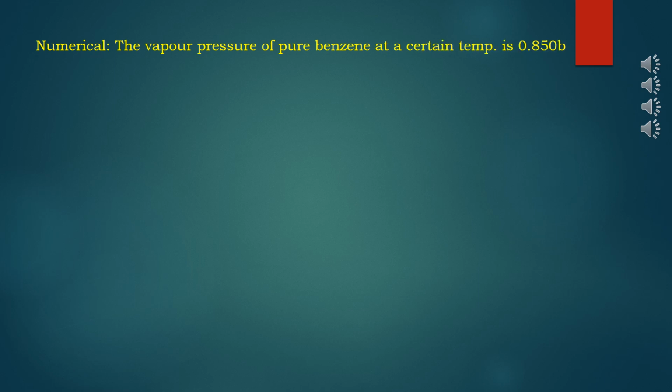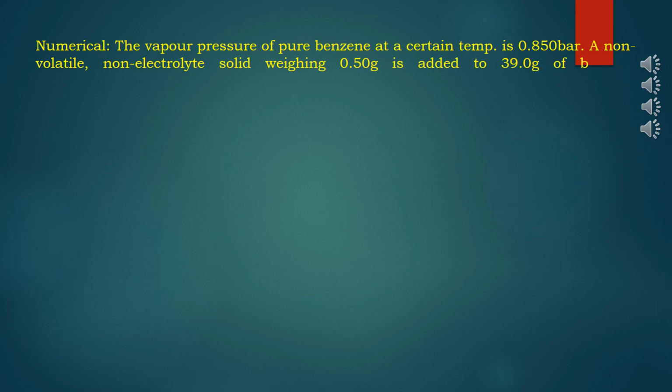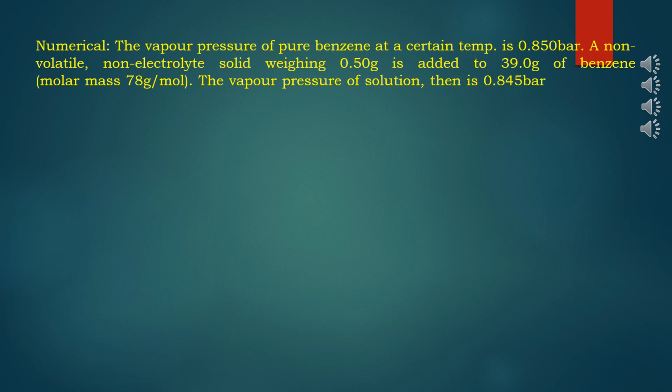Let's try one numerical based on the colligative property, relative lowering of vapor pressure. The vapor pressure of pure benzene at a certain temperature is 0.850 bar. A non-volatile, non-electrolytic solid weighing 0.50 gram is added to 39 gram of benzene, whose molar mass is 78 gram per mole. So the molar mass of benzene is given, that is 78 gram per mole. The vapor pressure of solution is 0.845 bar. What is the molar mass of solid substance?